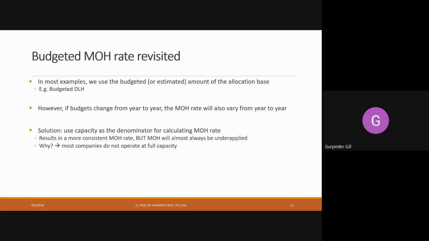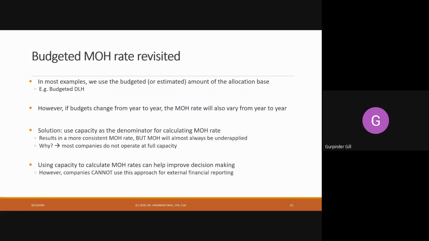Okay, so what we are doing here is we are using the capacity to determine our predetermined manufacturing overhead rate. But because the companies don't usually operate at full capacity, you would end up with underapplied manufacturing overhead. So using the capacity to calculate the MOH rate will help you improve decision making. However, the companies cannot use this approach for external reporting purposes.